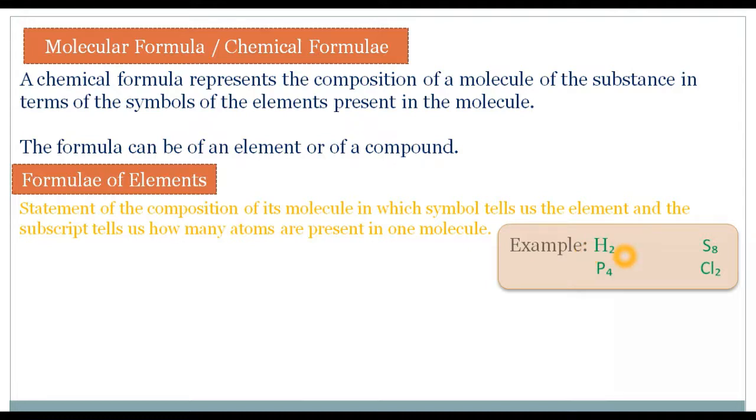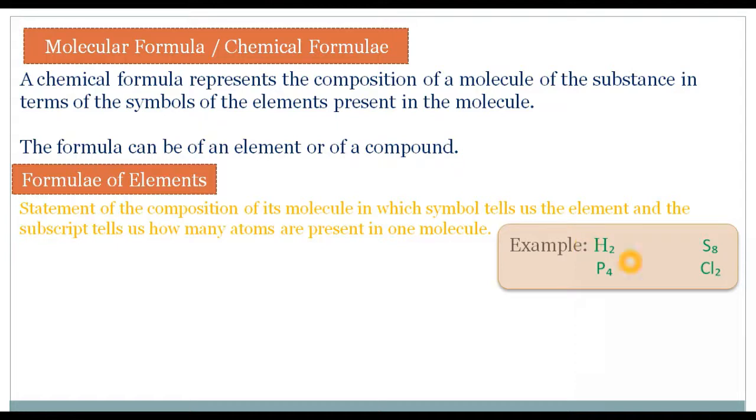H2 means 2 atoms of hydrogen have been combined. But if we are writing 2 times H, that means 2 separate atoms of hydrogen have combined. So these are two different things. But if we write 2H2, we will keep H2 as it is and write 2 in front of it, then it will represent 2 molecules of hydrogen. Here it's representing 1 molecule of hydrogen in which 2 atoms have been combined. But if we write 2H2, that means 2 molecules of hydrogen.